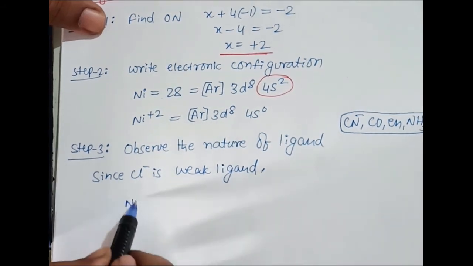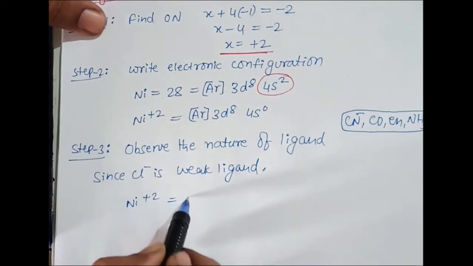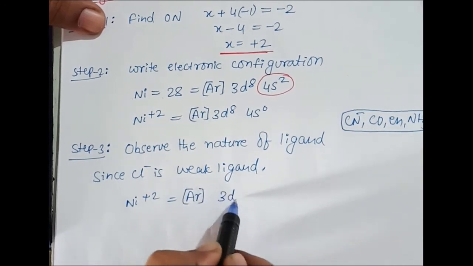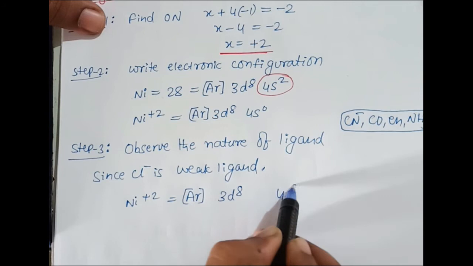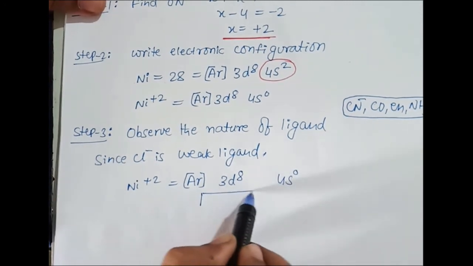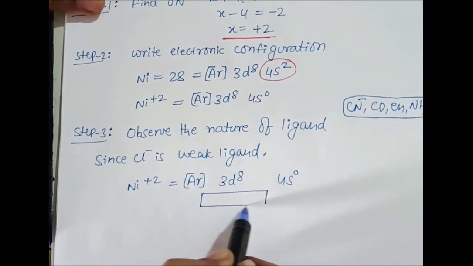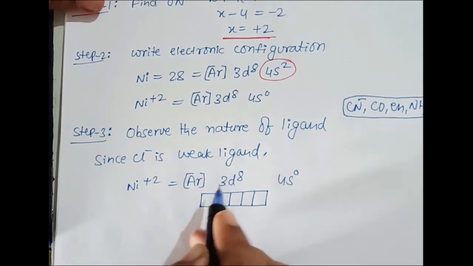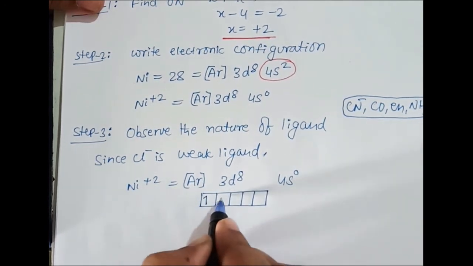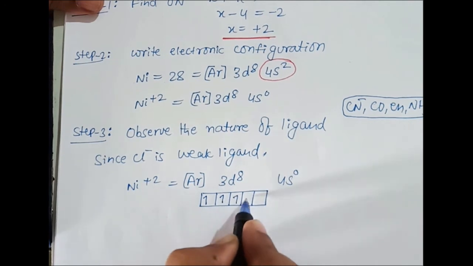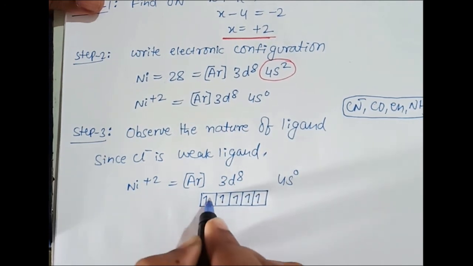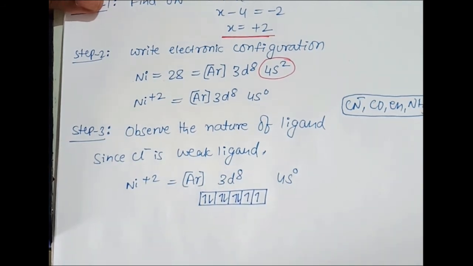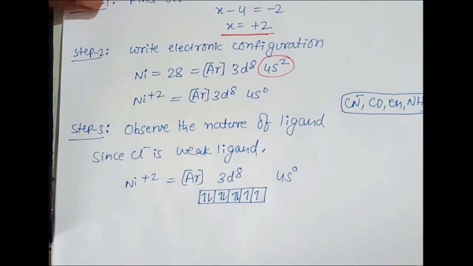So Ni2+ is equal to argon 3d8 4s0. So electrons, how do I have to fill? As per Hund's rule. What is Hund's rule? First fill 1 electron in each box. 1, 2, 3, 4, 5, 6, 7, 8. That is, fill the electrons as per Hund's rule.